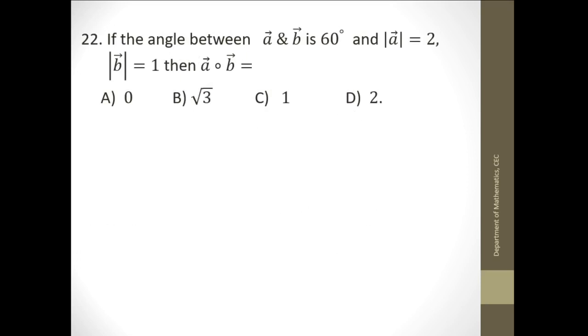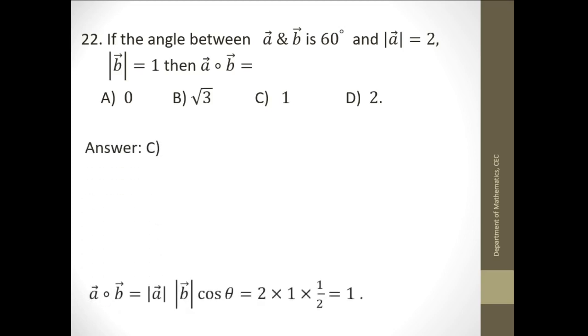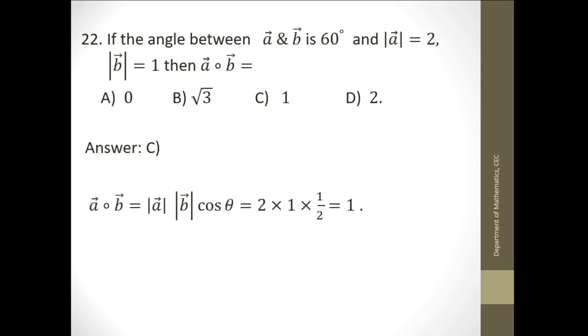If the angle between A and B is 60 degrees, then how to find A dot B? One more formula for A dot B is magnitude of A into magnitude of B into cos of the angle between them, cos 60. 2 into 1 into cos 60. Cos 60 is 1 by 2. Therefore, 2 into 1 into 1 by 2 is 1. Answer is C. Next question.